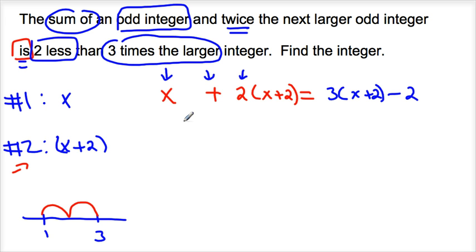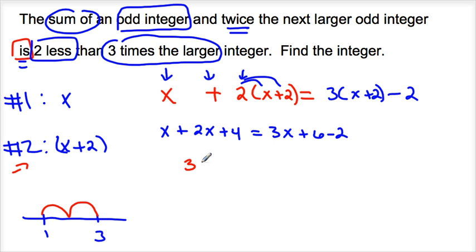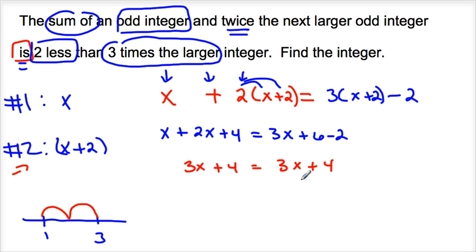Let's distribute, combine like terms. So we have x plus 2x plus 4, again, I'm just distributing the 2, equals 3x plus 6 minus 2. I'm going to combine like terms on both sides, so I have 3x plus 4 equals, and then this side, 3x plus 4. Alright, so now we have a special case here. We have both sides equal to one another, so no matter what value I plug in for x, both sides will always equal one another, so in this case, all real numbers will be your solution. Or you could denote it with all real numbers.